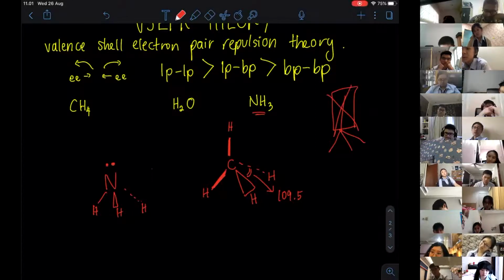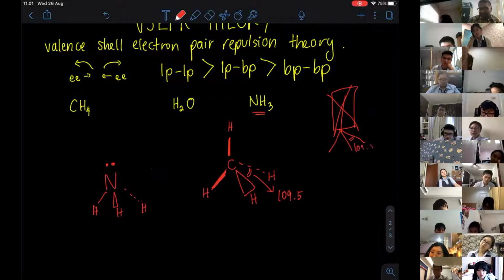Okay, it looks like something like this. It's already broken, so it looks like something like this. And then we expect, if the strand is already broken, the bond angle must still be 109.5, right? But according to this VSEPR theory, let's actually apply this concept.